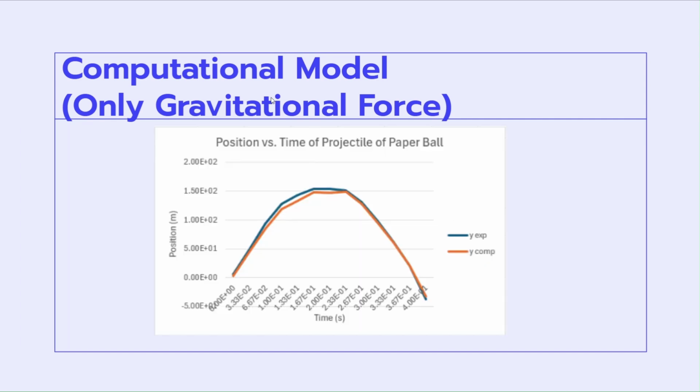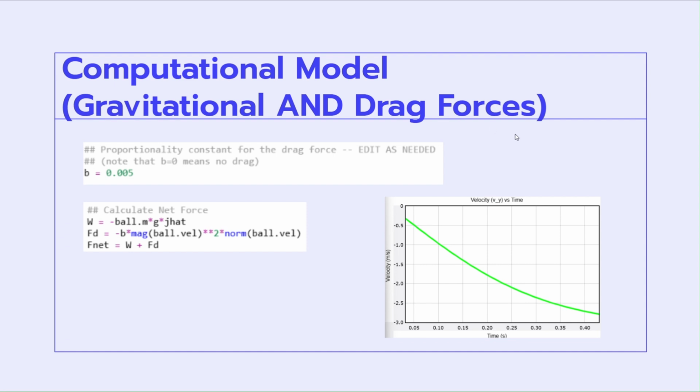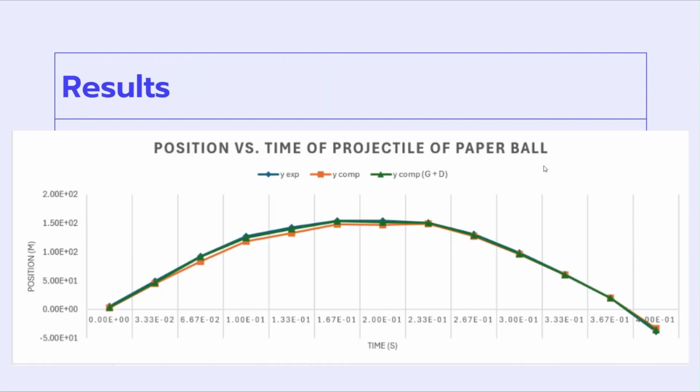So taking that data from that computational model and comparing this to our experimental data, we can see that the computational model is slightly below the experimental data. So now taking the computational model, including drag force, the only thing we change here is going to be our drag force and then recalculating our net force, which is done right here. Then you can see that our velocity becomes nonlinear here as opposed to the way it was with our gravitational model.